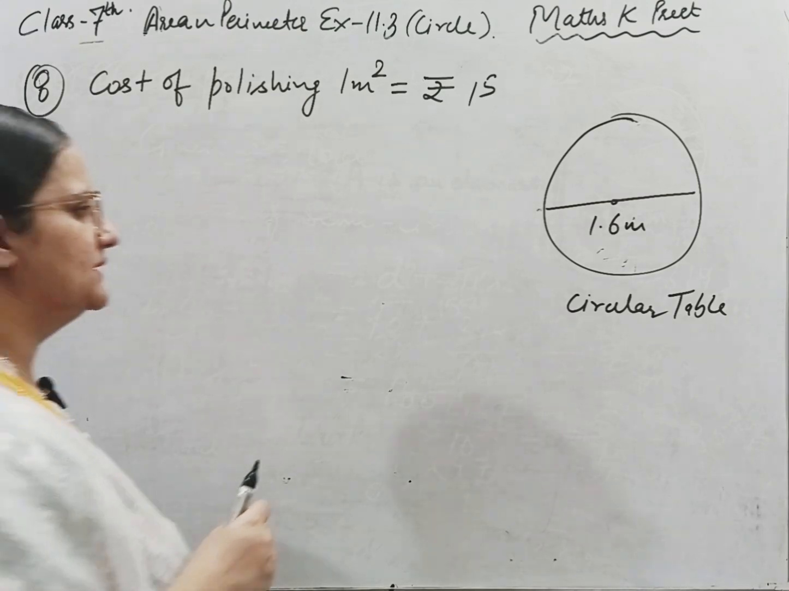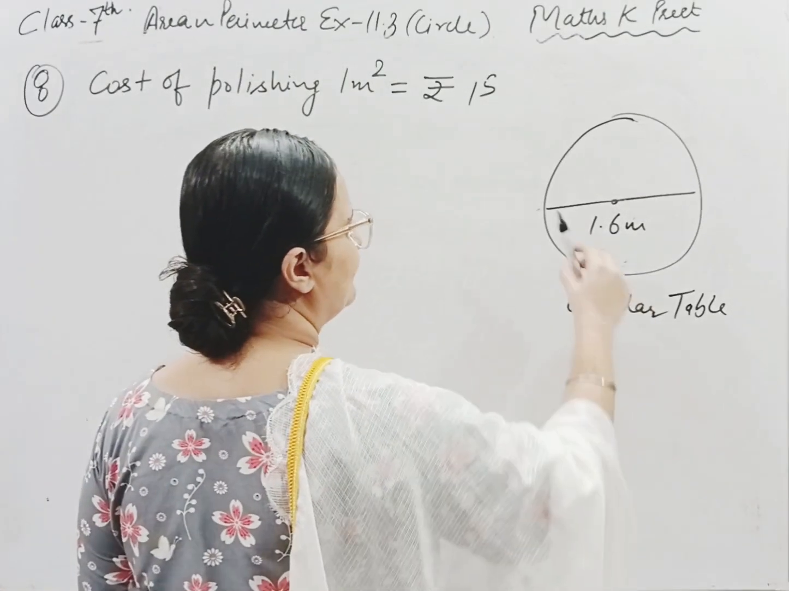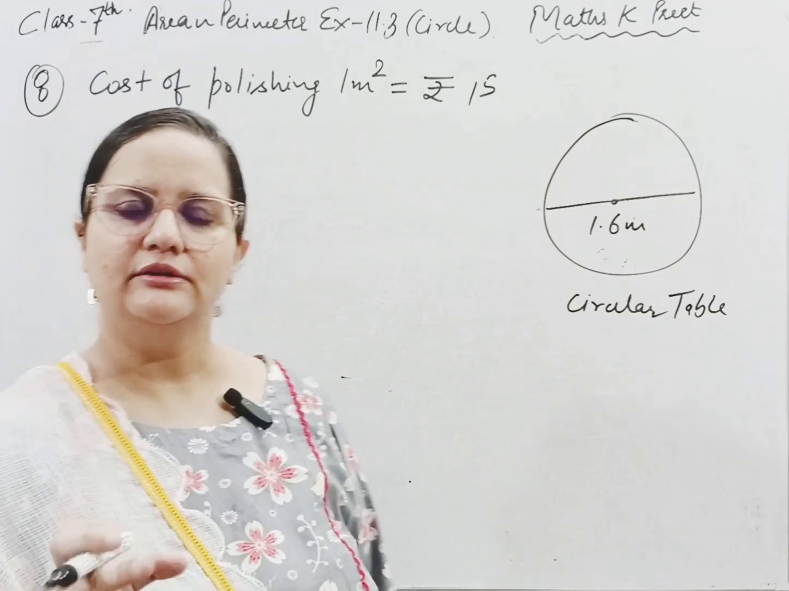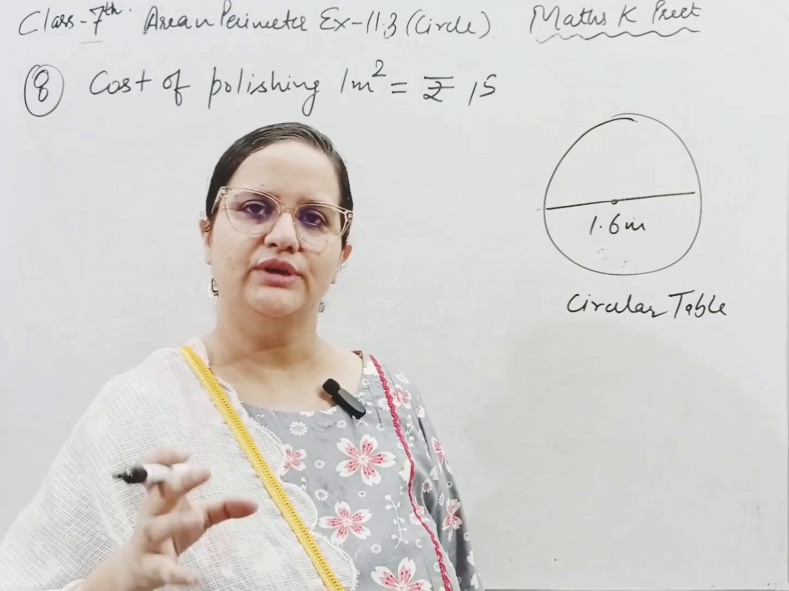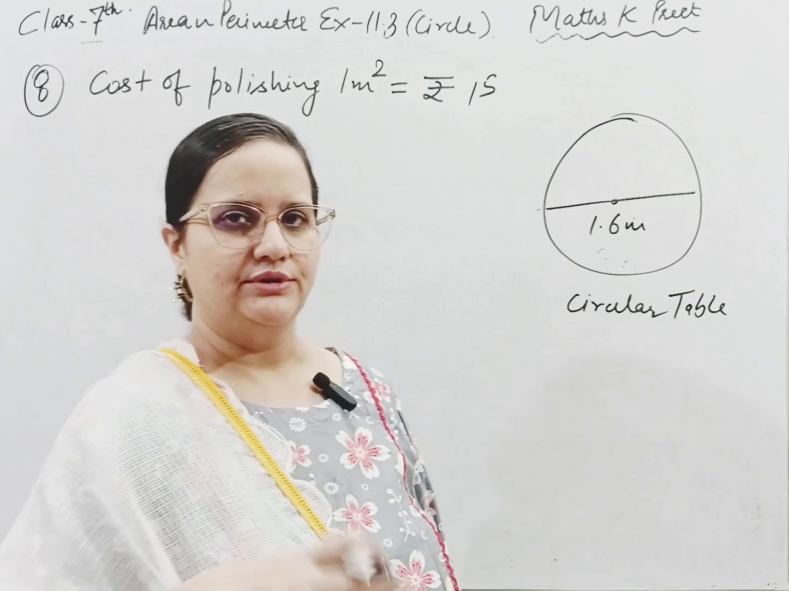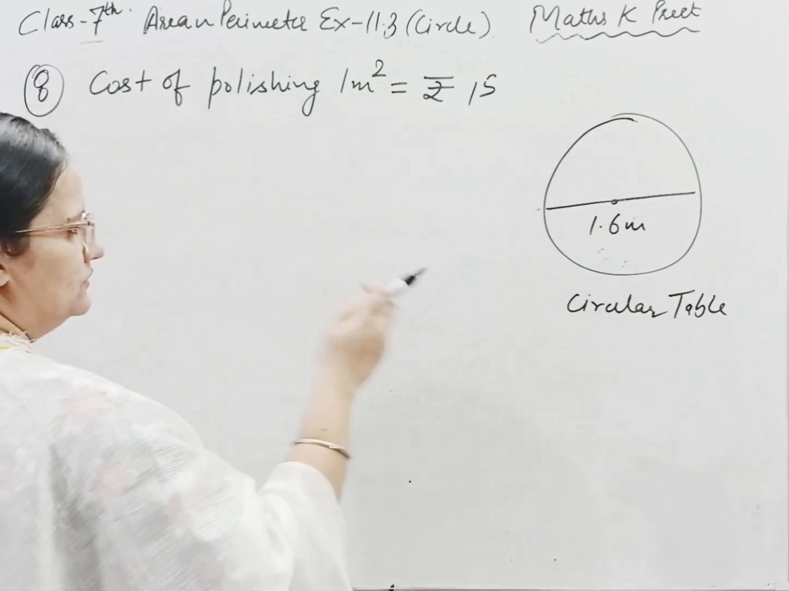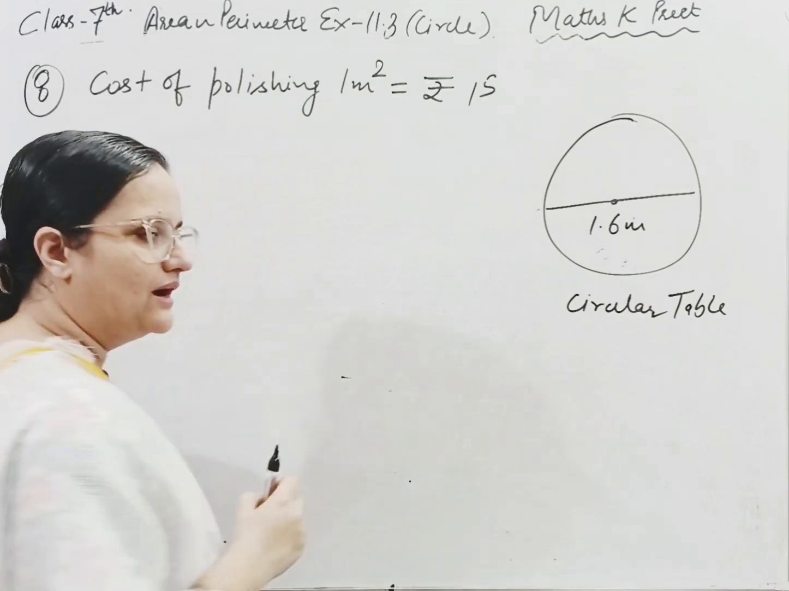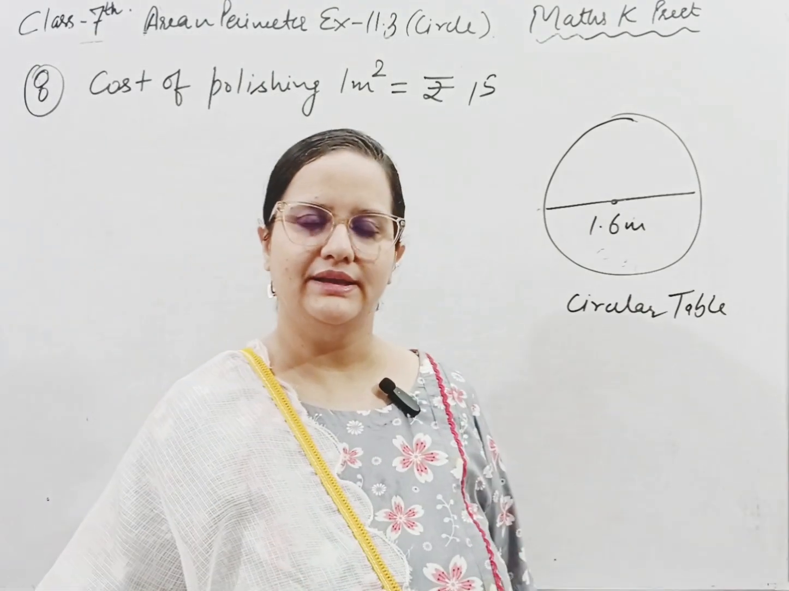So this is question number 6. A circular table is given and we have to paint the top of this circular table. So if we have to paint the top of the circular table, that means we have to calculate the area, the region enclosed within the boundaries of that figure. So we will calculate the area first. We are given the diameter. We will calculate r and then we will find the area.